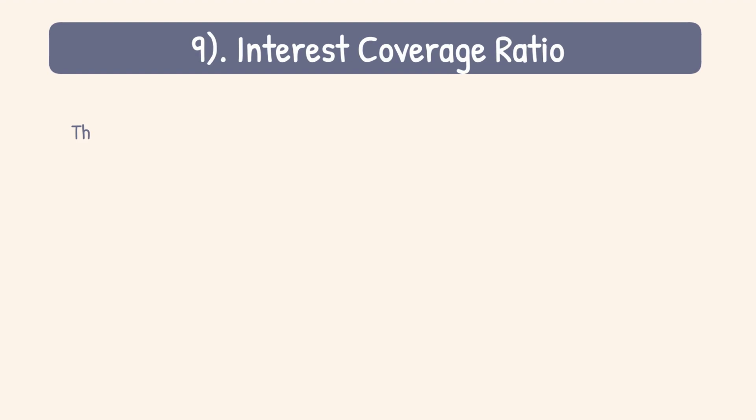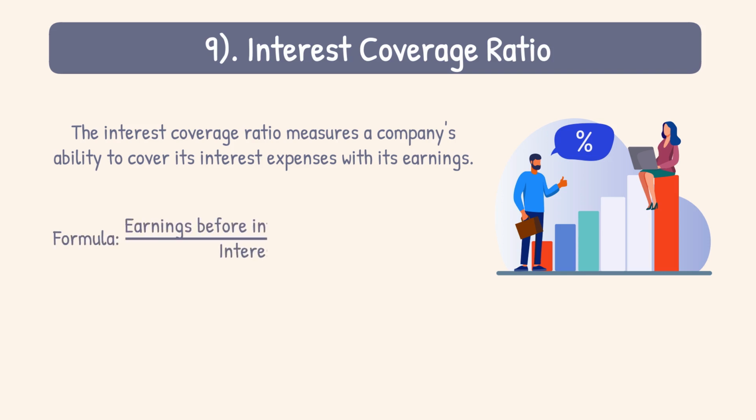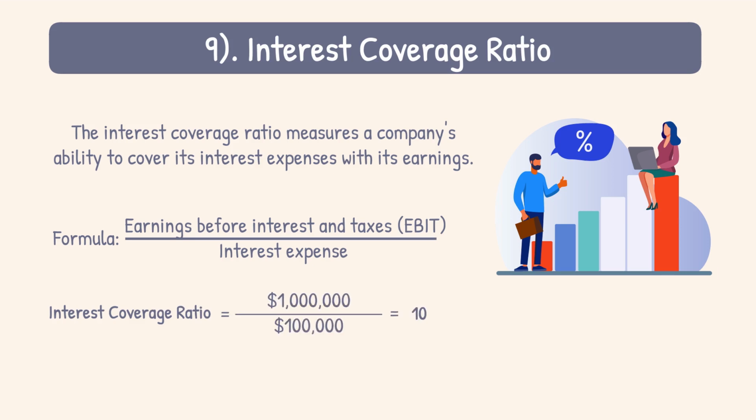Interest coverage ratio. This ratio measures a company's ability to cover its interest expenses with its earnings. Let's say George Burger Joint's EBIT is $1 million and their interest expense is $100,000. Their interest coverage ratio would be 10, indicating that they can cover their interest payments 10 times over with their earnings.